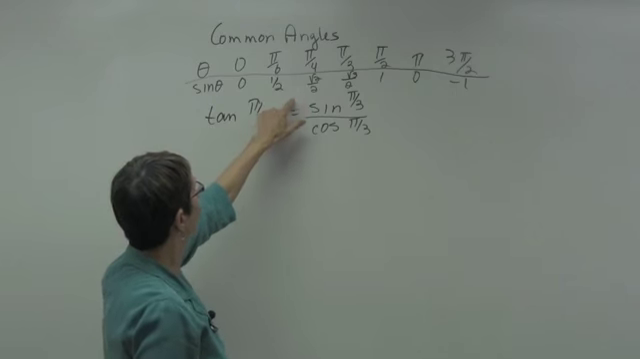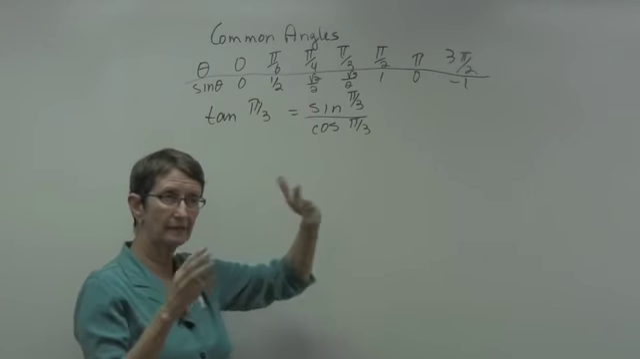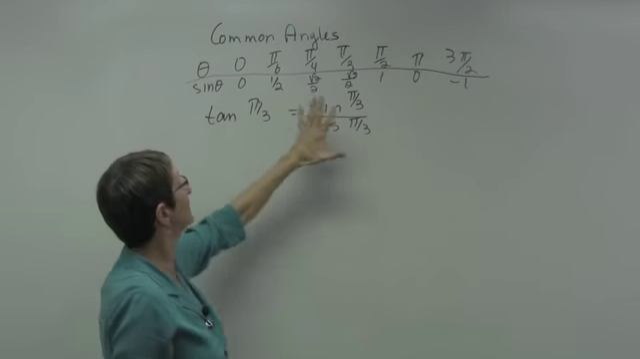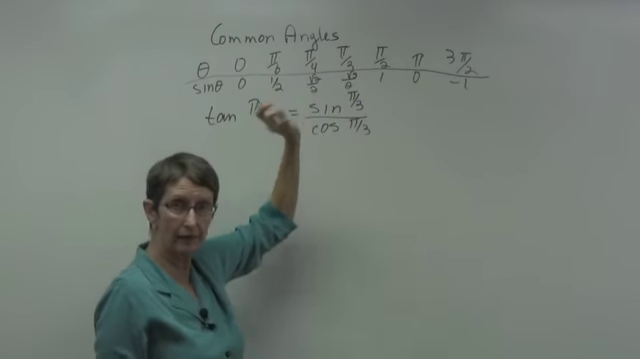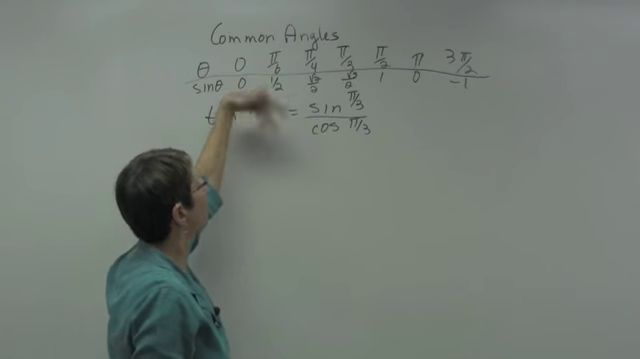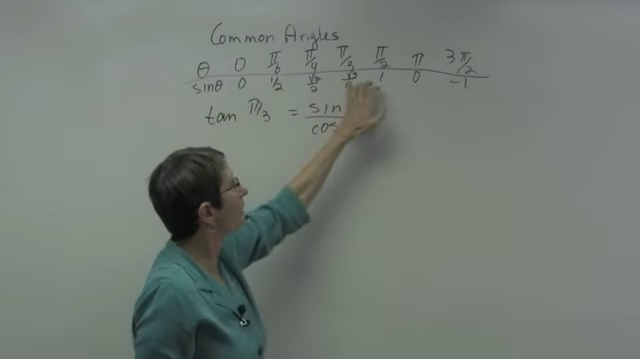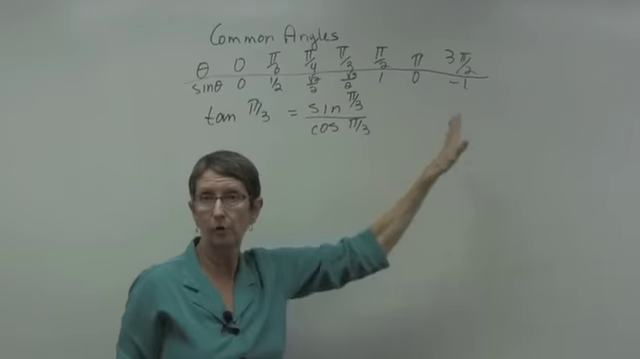Some of the stuff that you'll look at in a little bit, you'll see how pi over 6 and pi over 3 are related. This is a 30-degree angle and a 60-degree angle, and how pi over 4 is a special one of itself. But these are things that you need to memorize.